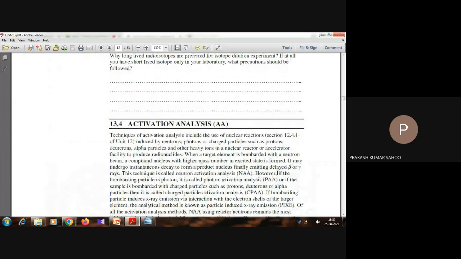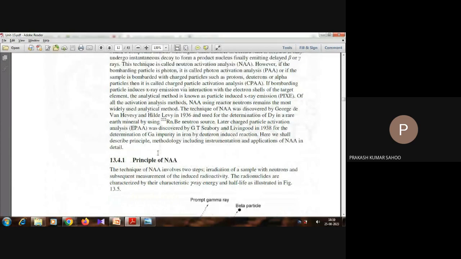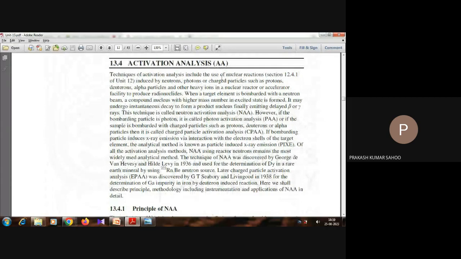Then we have activation analysis, and under this technique some nuclear reactions are induced by neutron, proton or charged particles: proton, deuterons, alpha particle, and other heavy particles are produced. This is generally a nuclear fission or nuclear fusion type reaction. Okay, activation analysis.